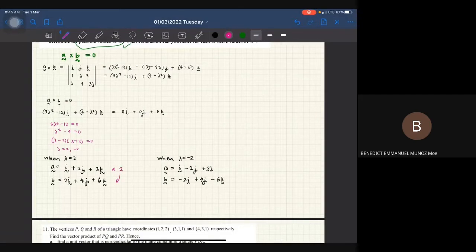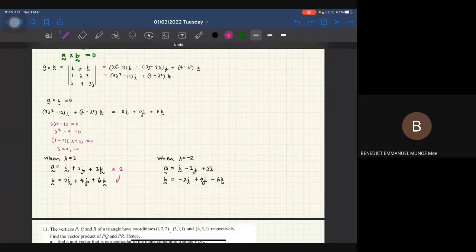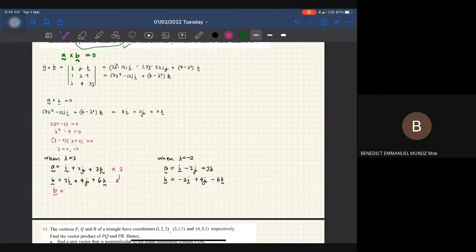So we write it like this. B is equal to 2 times A. 2 is a constant, multiplied with vector A. So we will get B. Okay, so that is for lambda equal to 2.